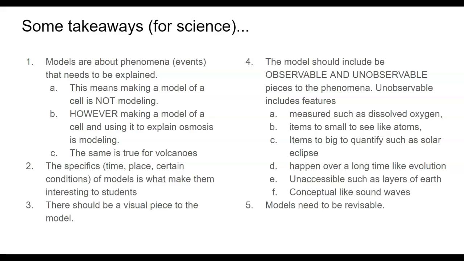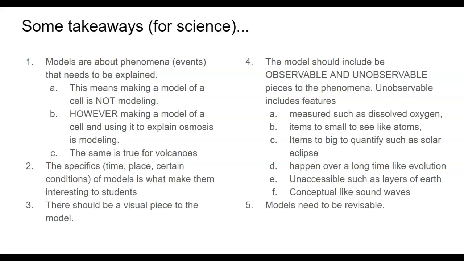There always should be a visual piece to the model. The model should include both observable and unobservable pieces. So the questions I usually use with students are: what might be happening here, what is going on that's causing this situation that we can't physically see?